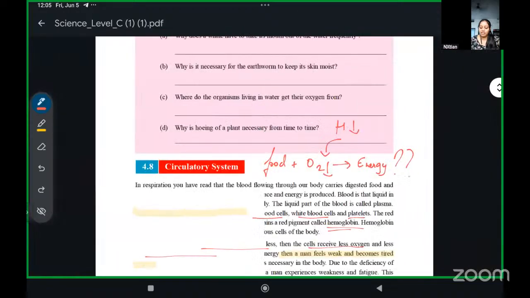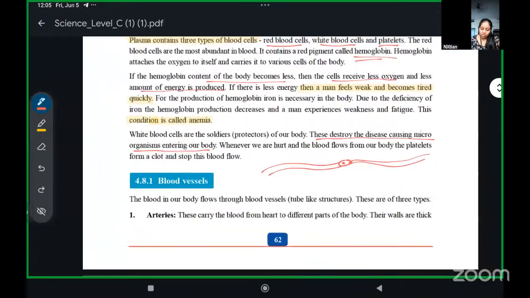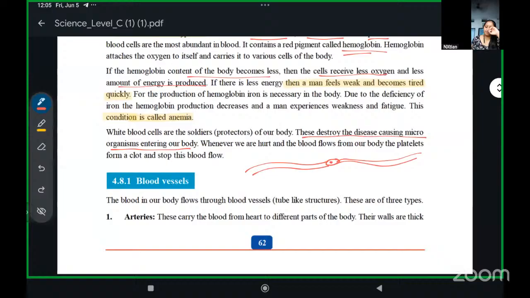Now, whenever we are hurt, we know that blood flows out from our body. If the blood keeps flowing out without a barrier, without something to stop it, even if you put a cloth on it, what happens? Sometimes the blood flows through it.